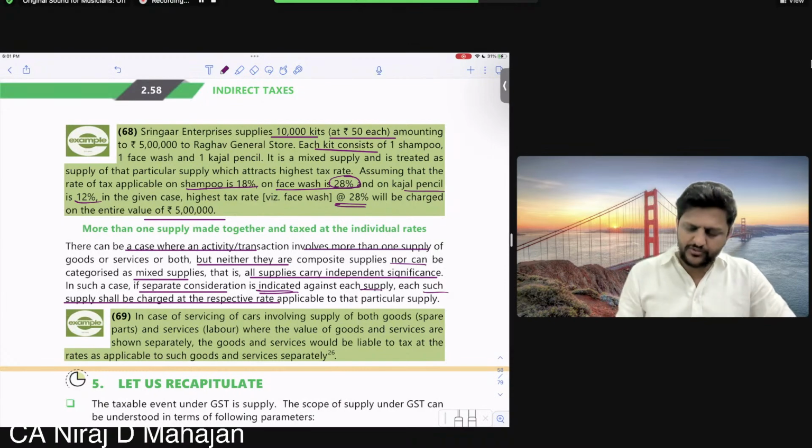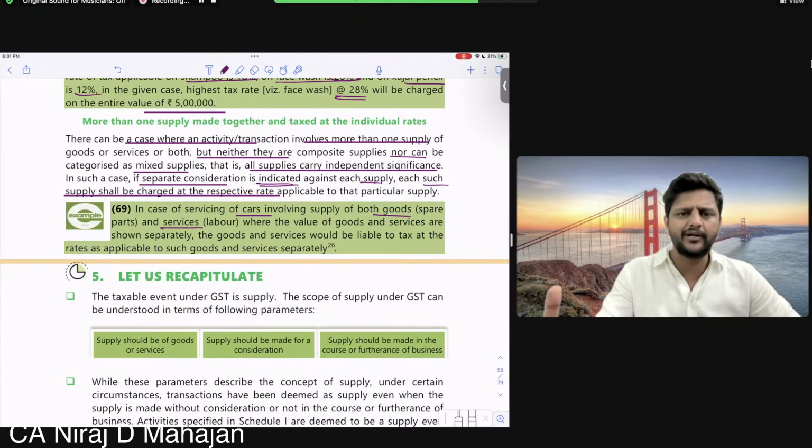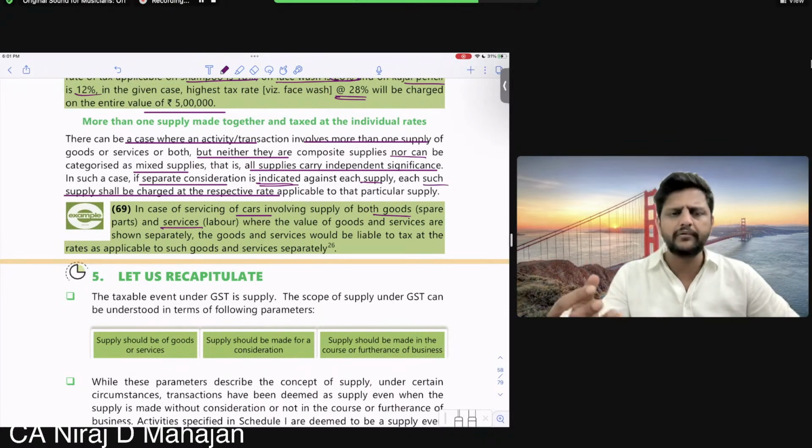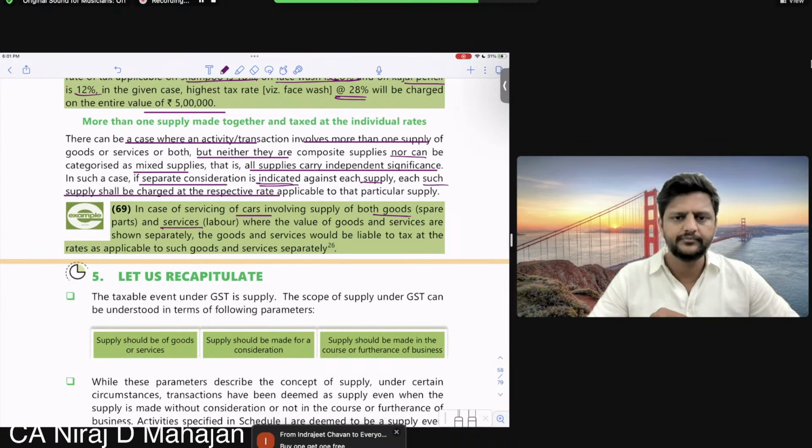So in case of servicing of cars, involving supply of both goods and services, obviously, are you getting my point? Engine oil, brake oil, the parts, whatever we are changing in the car or vehicle, they are supply of goods, and obviously the service, labor, and every item is shown separately. So the GST rates will also be applicable separately. Clear till here? Done, everybody?